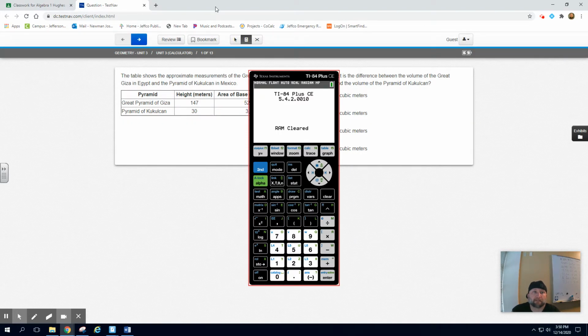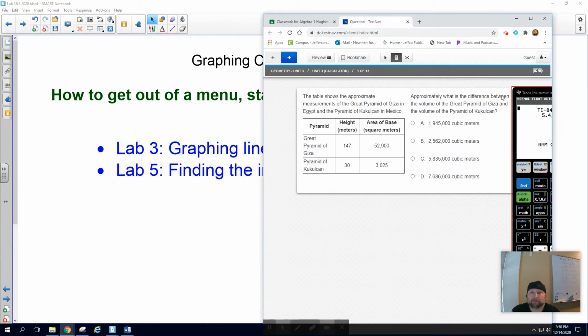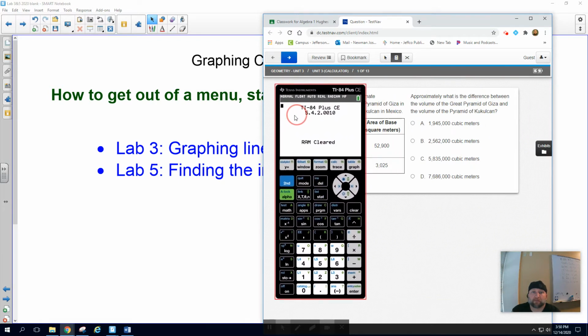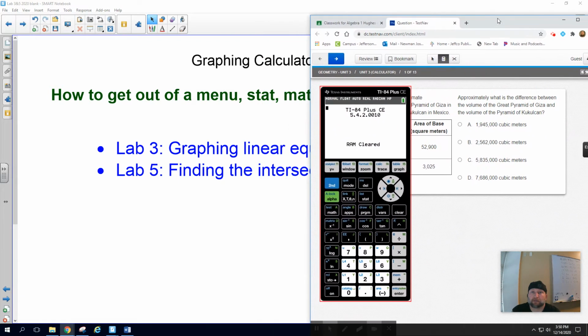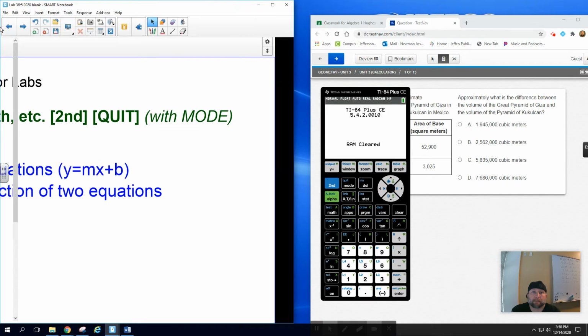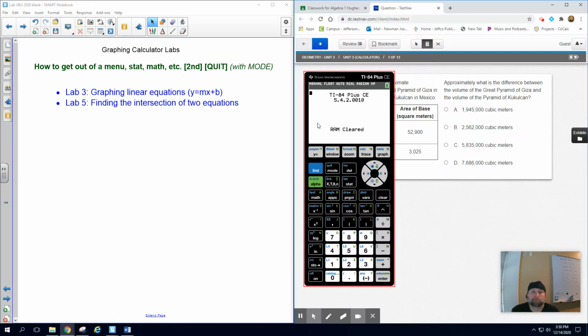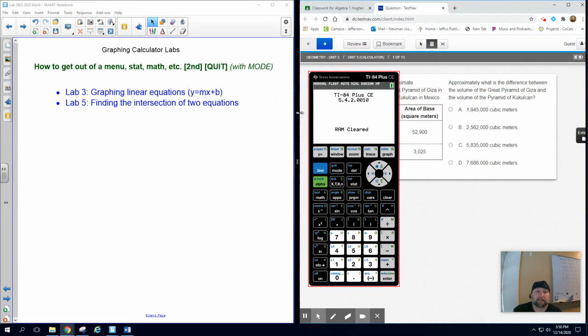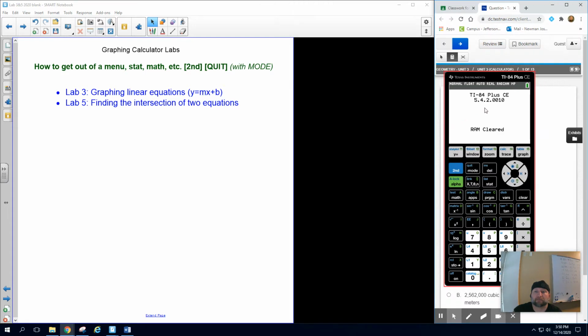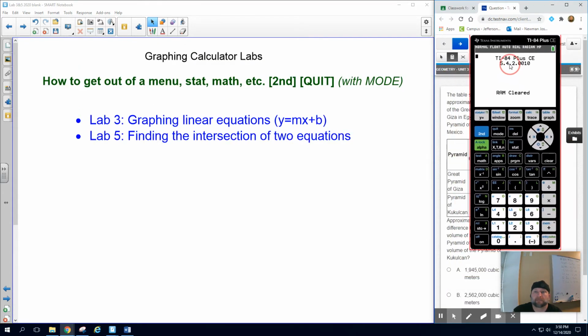Now the nice thing about this graphing calculator is that if I drag it all the way over to the left, I can shrink down my screen. And so I'm going to split my screens and just slide this over to the left. So now we have our graphing calculator.